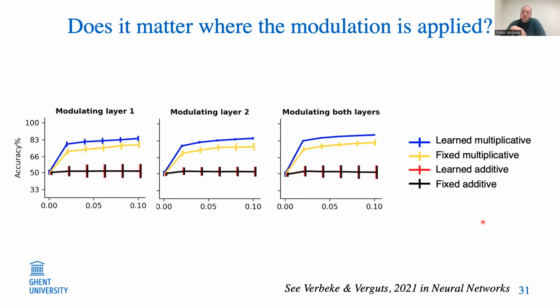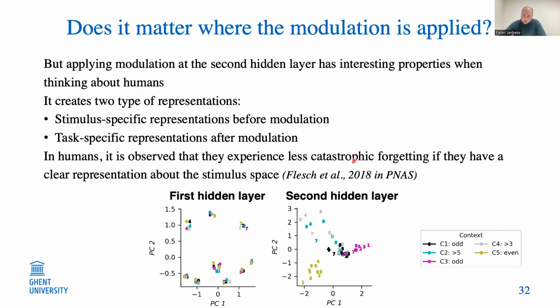And we also investigated whether it matters where modulation is applied, like on the first layer, second hidden layer, or on both. And for accuracy, it doesn't seem to matter that much. However, applying modulation at the second layer has interesting properties when thinking about humans. So this is data from some novel simulations, so the tasks are a little bit different. But the interesting part is that only applying top-down modulation at the second hidden layer will allow it to create 2 types of representation: stimulus-specific representation, so here you have a representation for each digit that is shared across all tasks, and task-specific representations after modulation. So here it's clearly grouped per task.